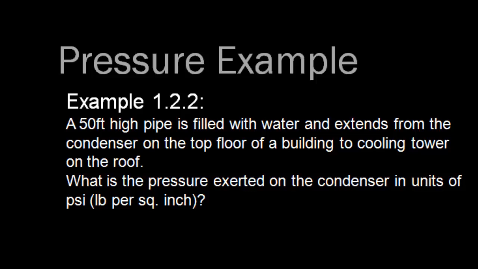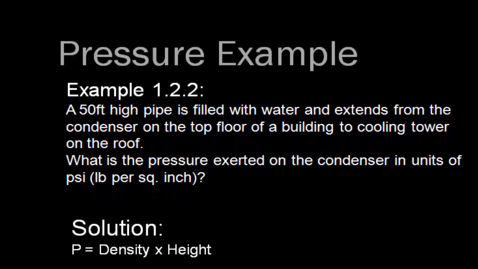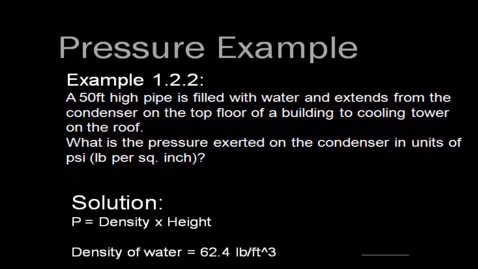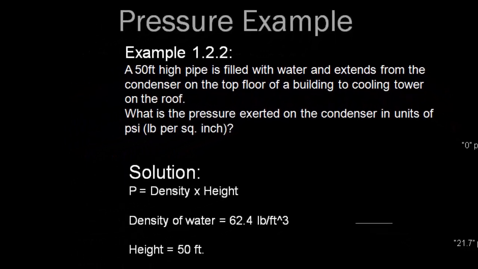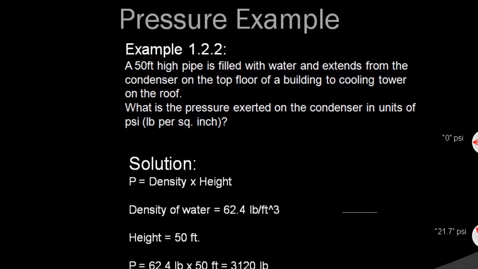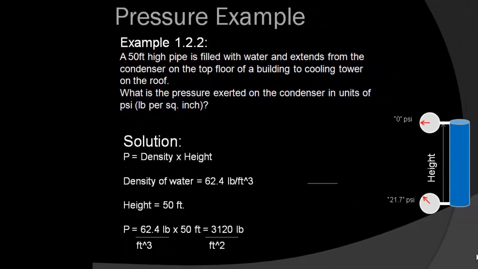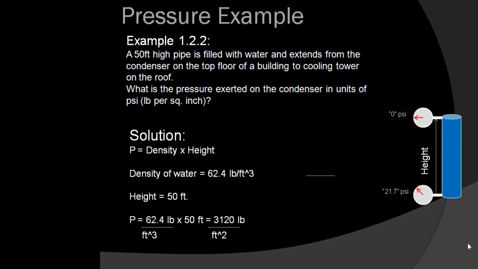To solve this, we use the equation for pressure where pressure is equal to the density of the fluid times the height of the fluid. In this case, the density of water is assumed to be 62.4 pounds per cubic foot, and the height is the height given in the example as 50 feet. The pressure then is 62.4 pounds per cubic foot times 50 feet, which equals 3,120 pounds per square foot.